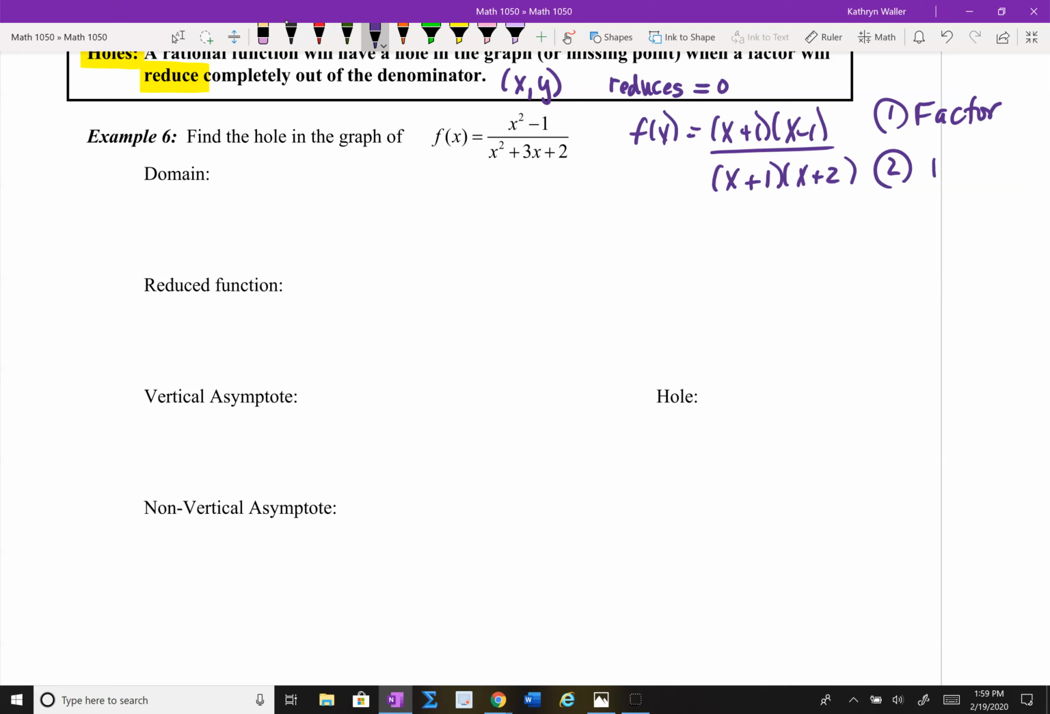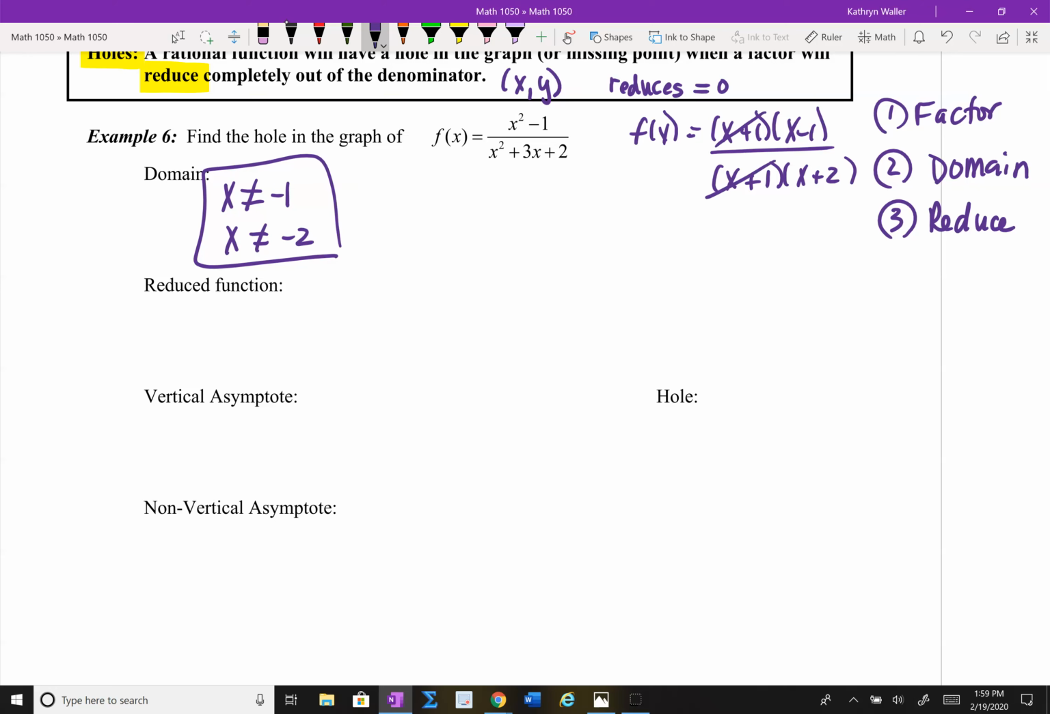Step number 2 is always to find the domain. How do you find the domain? Everybody just shout that out. What do you do? Bottom, right? So we're going to say x cannot be equal to -1. x cannot be equal to -2. There's my domain. The third step is to reduce.